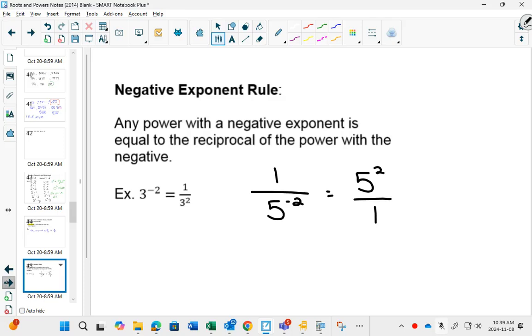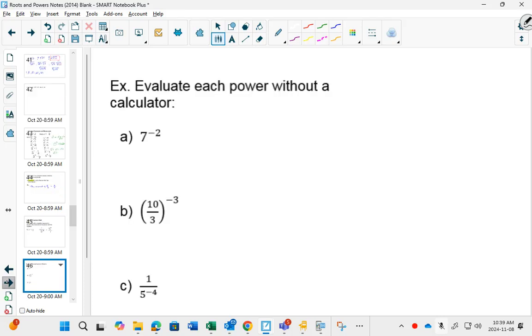So usually when we have to evaluate negative exponents, the first thing we do is we write it with a positive exponent. So 7 to the negative 2 will be 1 over 7 squared. And then that's something you know how to do, because 7 times 7 is 49.